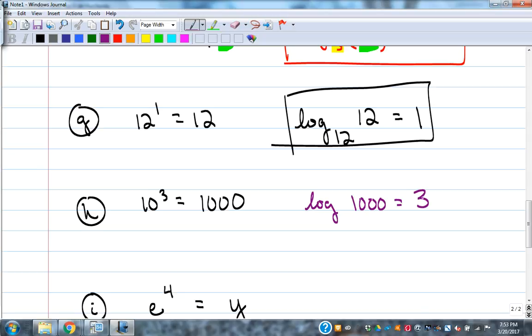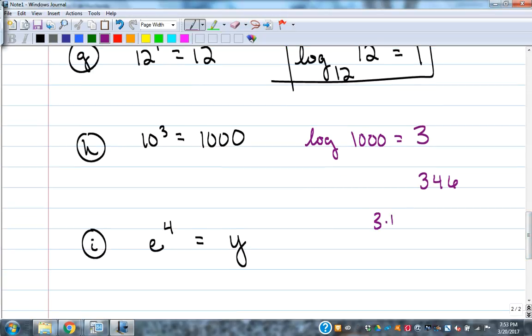Now, notice that I did not write a 10 down there. This is one of those common log things again. This is like the natural log was with the e. The number system that we live in is a base 10 number system. When you're looking at a number like 346, that's really 3 times 10 to the second power plus 4 times 10 to the first power plus 6 times 10 to the 0 power. That's how we build numbers in our world.